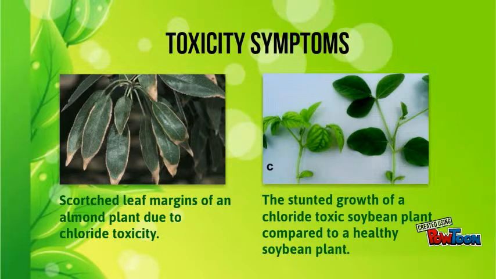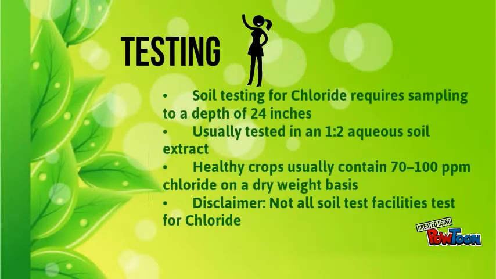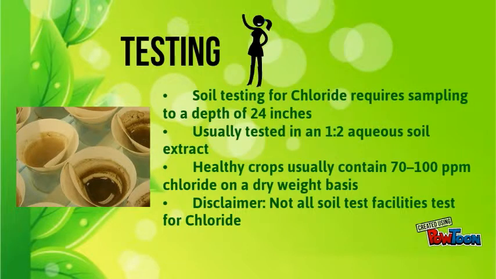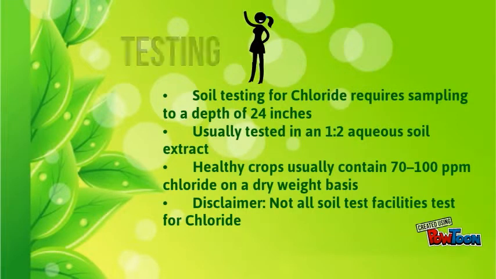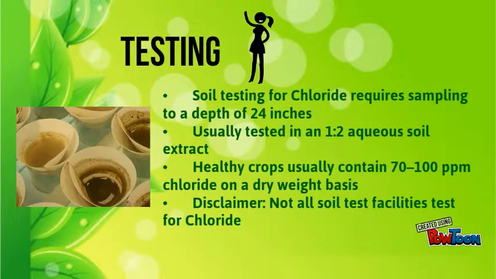In order to know if chloride is affecting your crop, soil testing may need to be done. For a chloride soil test, you will need to collect a sample to a depth of 24 inches due to its leaching ability. The soil test is done at a 1 volume of soil to 2 volumes of distilled water. Healthy crops usually contain 70 to 100 parts per million of chloride on a dry weight basis. As a disclaimer, because of chloride's recent discovery, not all soil testing facilities automatically test for chloride. You will need to ask them directly to test for it.